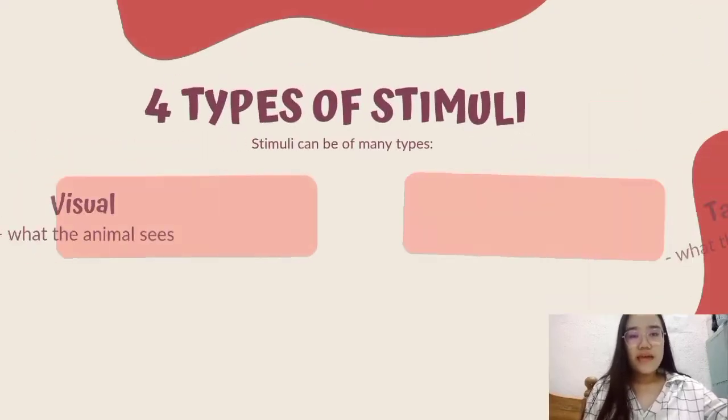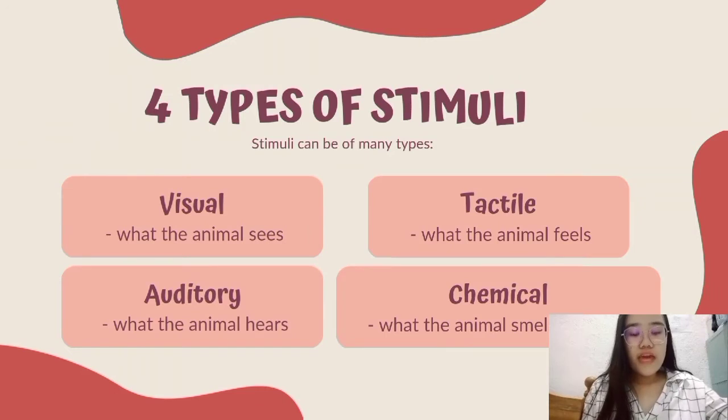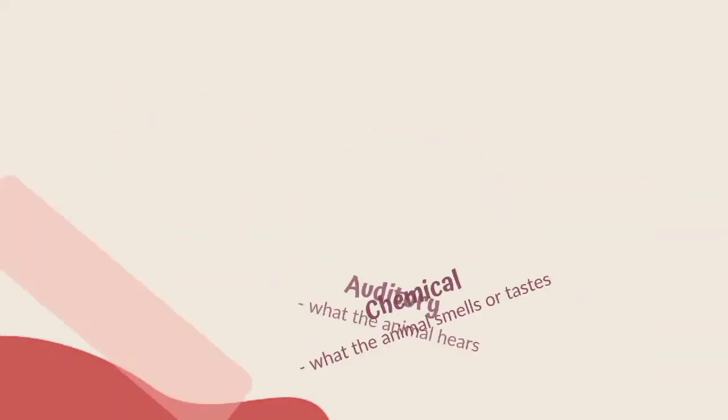Types of stimuli. Stimuli are the things that trigger our reactions. Stimuli can be of many types. Visual, or what the animal sees. Auditory, or what the animal hears. Tactile, or what the animal feels. Chemical, or what the animal smells or tastes.